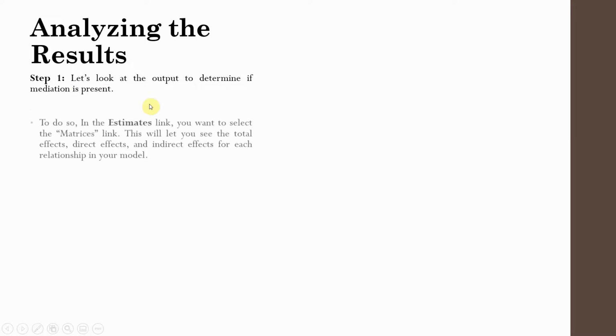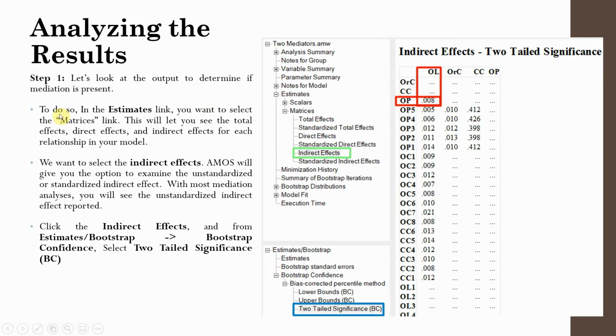So once you go and click on view text, you need to go to estimates. Here, this is your estimates. And from the estimates, you will have to select matrices. Now from matrices, select indirect effects, and this window here will become active. Once this becomes active, you need to click two-tailed significance here. Once you click two-tailed significance, this will give you the total indirect effect. This means that yes, there is mediation present. Yes, organizational commitment and collaborative culture are actually mediating the relationship between organizational learning and organizational performance.